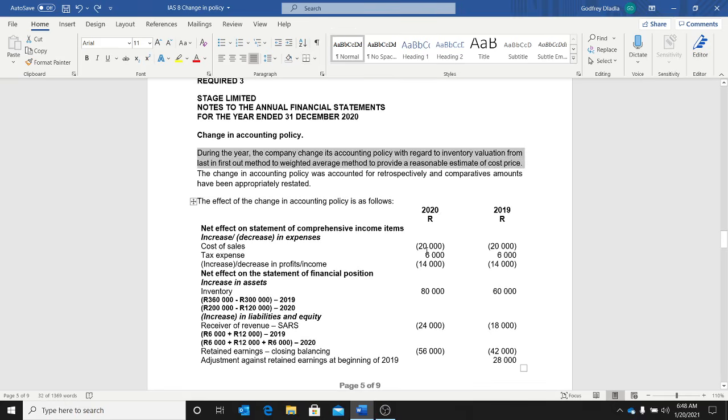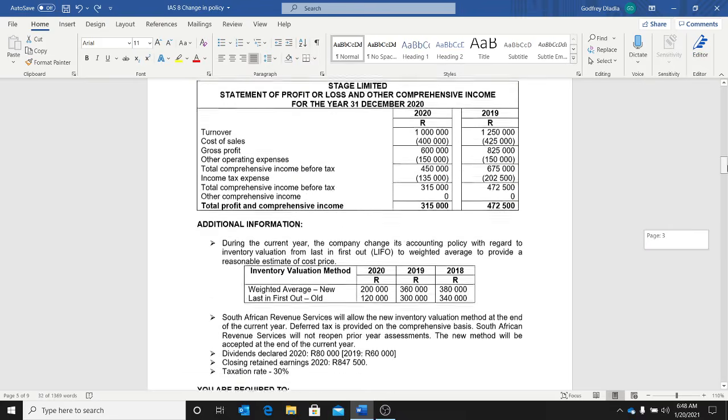We are saying during the year, the company changed its accounting policy with regard to inventory valuation from last in, first out method to weighted average method to provide a reasonable estimate. So you are telling us, I've changed from this to that, and the reason is this, right? But you know what is the nicest thing about this thing? You don't have to struggle to write that first sentence. That first sentence comes directly from the question.